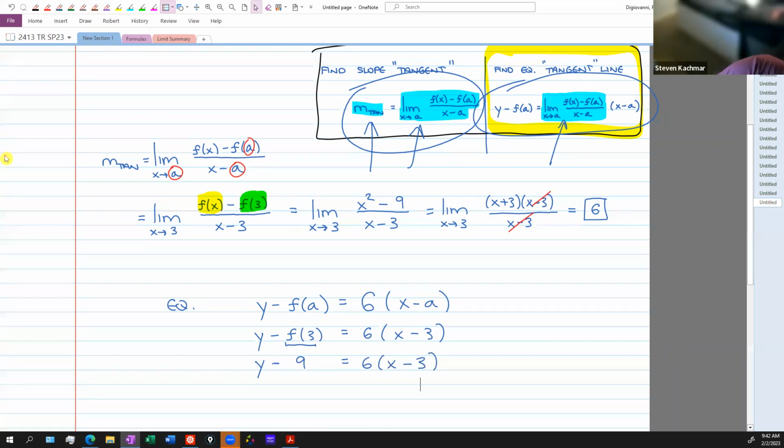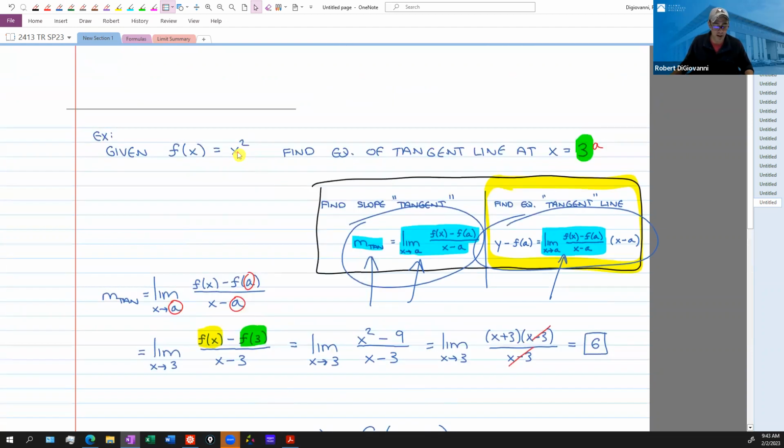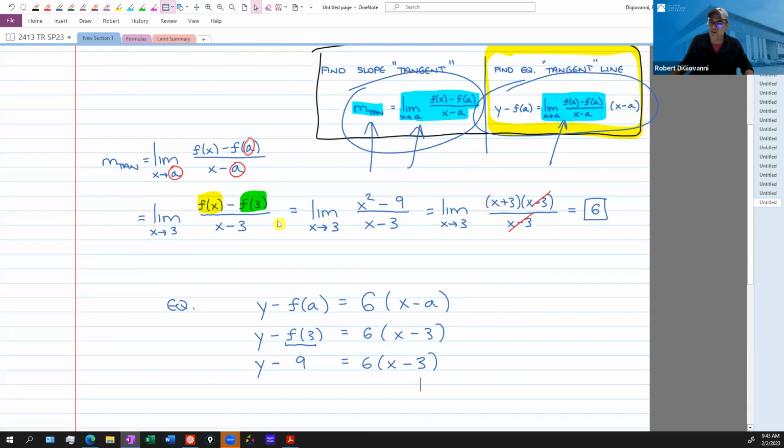I don't understand how you're getting 9. By plugging 3 into the original function, right? When I say f of 3, I mean take the original function, which is x squared, right? And just replace x with 3. And 3 squared gives you 9. Okay, thank you. A lot of students wonder where that's coming from.